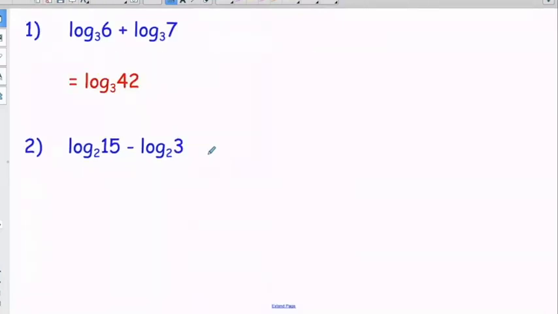Question 2, again, check that the bases are the same, which they are. This is going to be my division law. I've got a subtraction here, so I can say that that's the same as log to the base 2 of 15 divided by 3, which is log to the base 2 of 5.